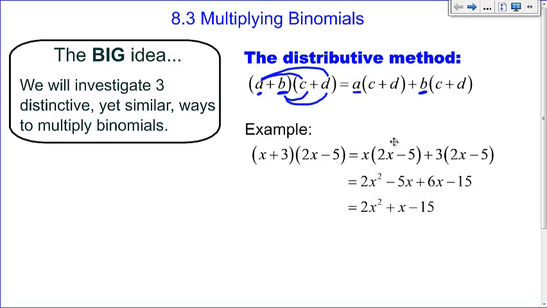Then our next step was to go ahead and distribute. So x times 2x and x times negative 5, 3 times 2x, and 3 times negative 5, and we get 2x squared minus 5x plus 6x minus 15, and of course those middle terms can be combined and your answer is down here. This example is the same example we're going to use for all three of the methods we investigate.